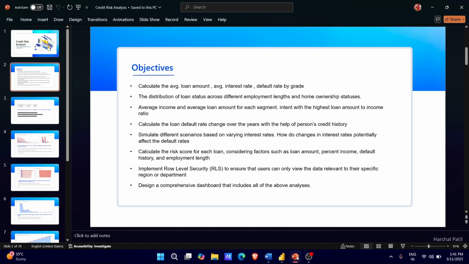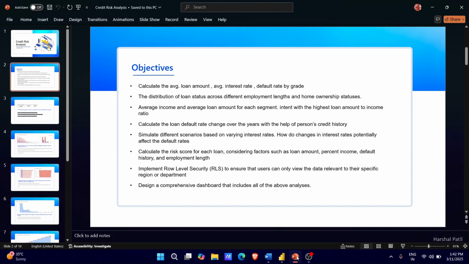rate changes over time using a person's credit history, simulating different scenarios based on interest rate changes and how they affect default rates, calculating a risk score for each loan considering various factors like income percentage, default history, and employment length, and then implementing row level security to restrict data access based on user role.